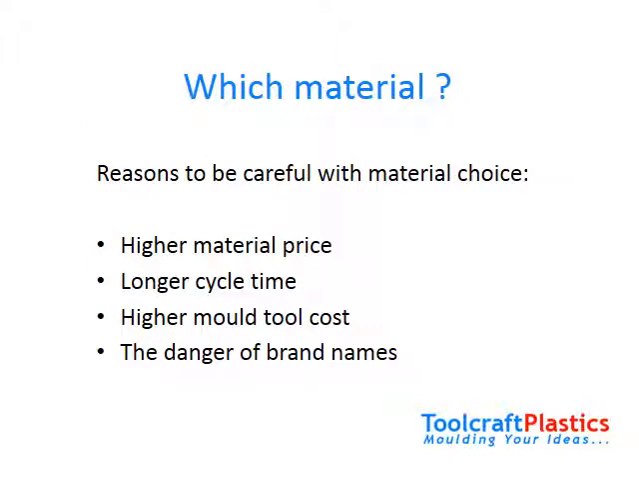There are many reasons why changing to a higher spec material will drive up the price of the product. Firstly, specialist or technical materials will simply be more expensive. Different materials also have different melting and setting points, which may result in a considerably longer cycle time. This also drives up the moulding price.